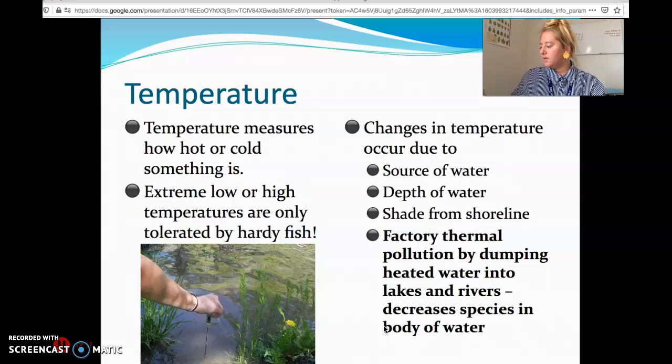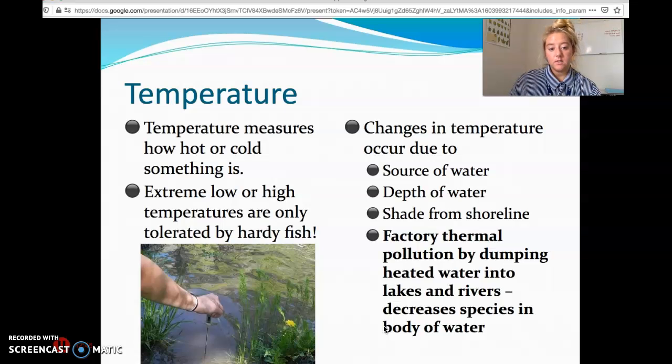Next, the next thing that we usually test when we are checking the health of our river is the temperature. So how hot or cold? Extreme high or low temperatures are only tolerated by hardy fish. Fish and aquatic organisms are really sensitive. So pH changes mess with them, temperature changes mess with them. If they're not a hardy fish, meaning that they can withstand high or low, they're going to die.